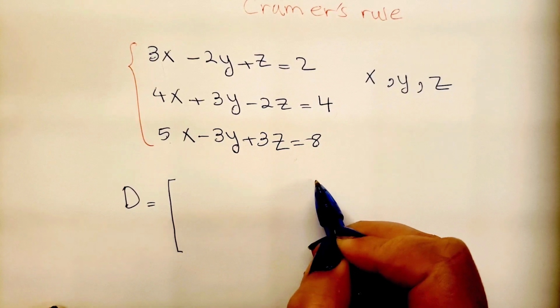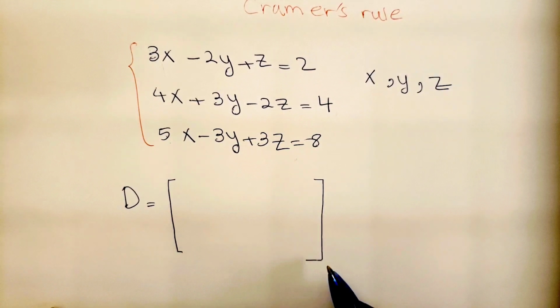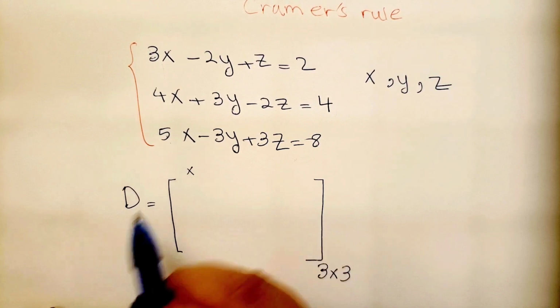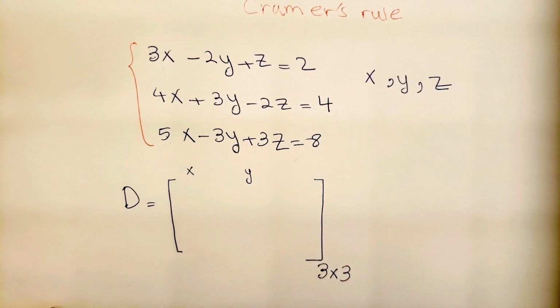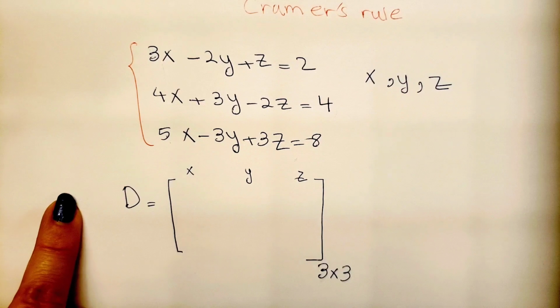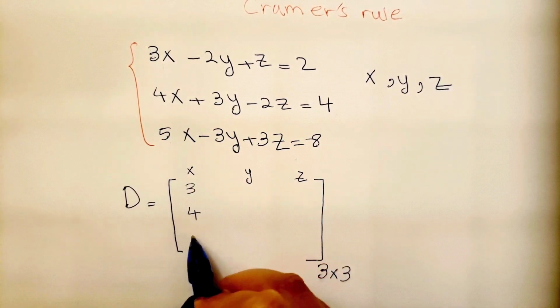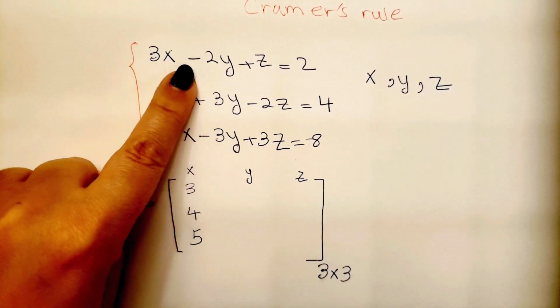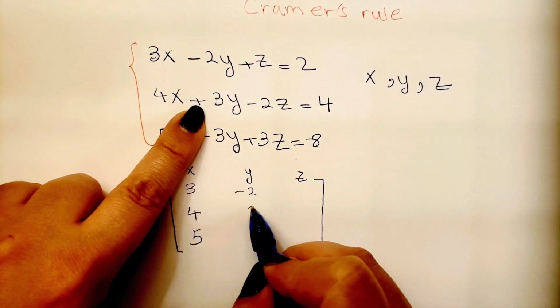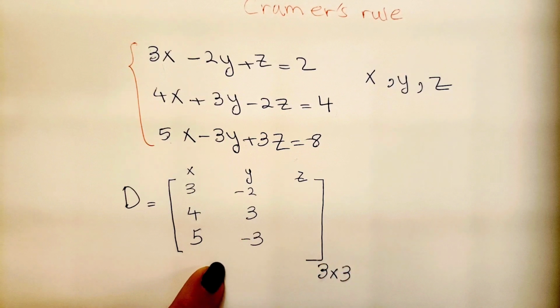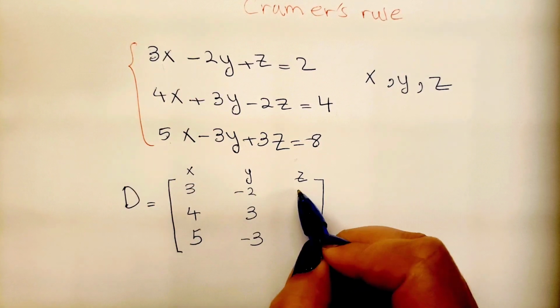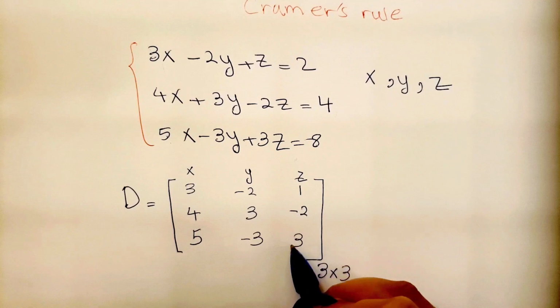The coefficient matrix here would be a 3 by 3 matrix because we have three variables and three equations. The first column would be x, the second column would be y, the third column would be z, and let's start putting the numbers. So 3, 4, 5, then negative 2, 3, negative 3, and the third column would be 1, negative 2, and 3.